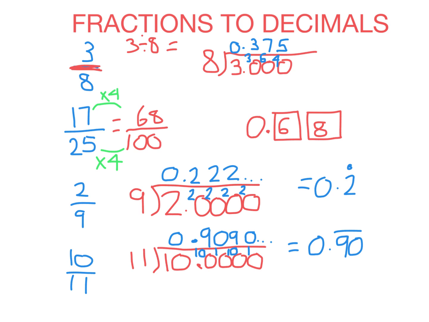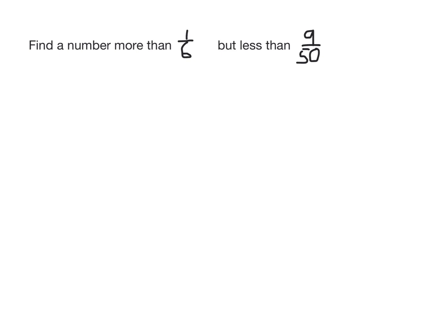Let's just look at a slightly harder question. This question asks us to find a number that's more than a sixth but less than 9/50. This question is actually really easy to do if you know the decimal for this and the decimal for this. And if you don't know that off the top of your head, why don't we go and convert each of those fractions to decimals?